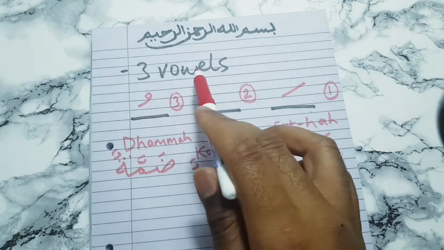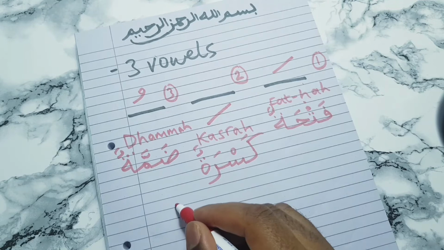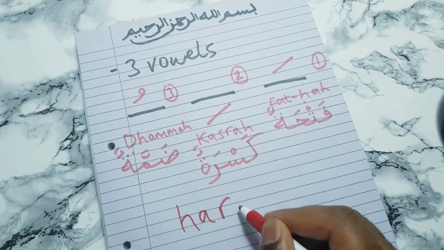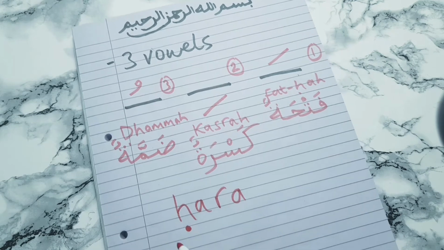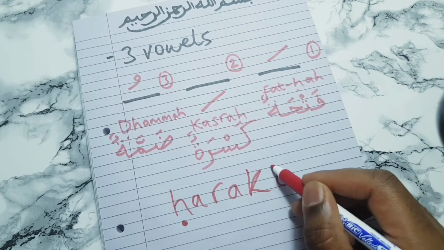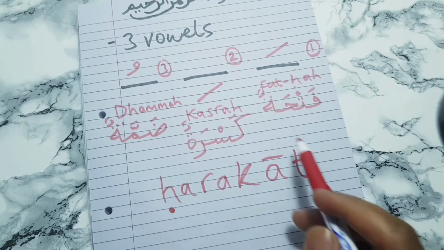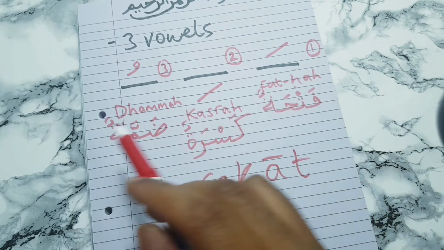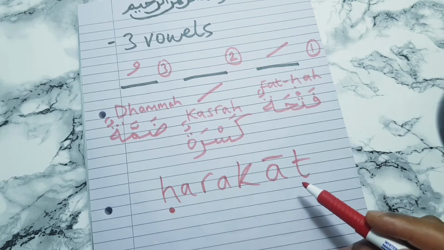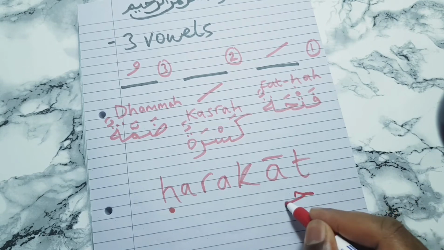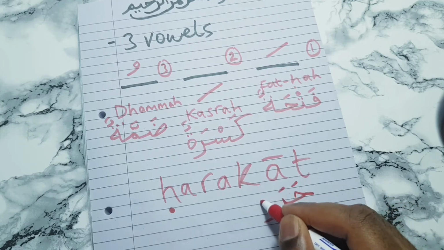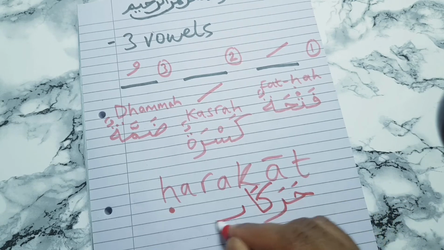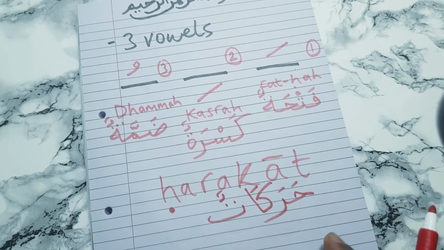In Arabic, the vowels are called hara, okay, this is a ha, hara, kat. In Arabic, the vowels, we call them harakat. So all of these three vowels, they're called harakat, vowels. Okay, I'll write that in Arabic. Hara, ka, tun. But we would say harakat. We'll stop here. Harakat. The three vowels are called harakat.